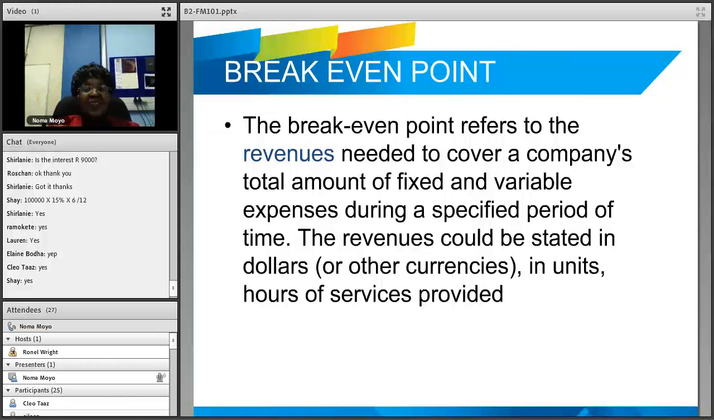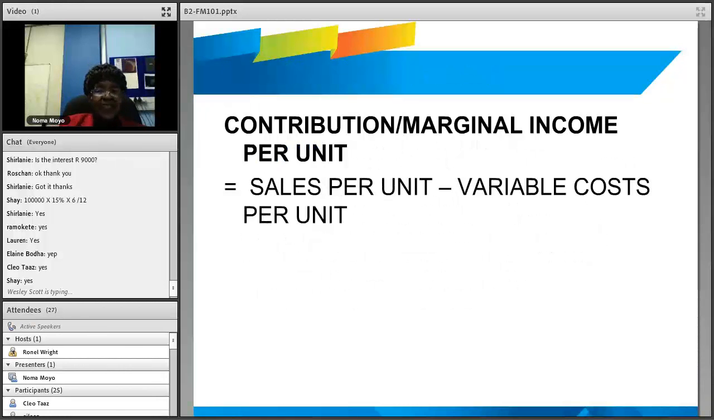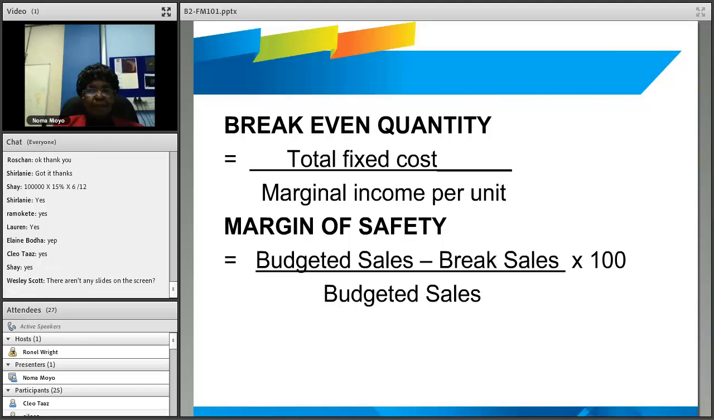Break-even point. It refers to the revenues needed to cover the company's total amount of fixed and variable expenses during a specified period of time. The revenues could be stated in dollars or other currencies, in rands, we should say rands, in units, hours, or services provided. What is contribution or marginal income? Sales per unit minus a variable cost is what is called a contribution per unit. We should know.